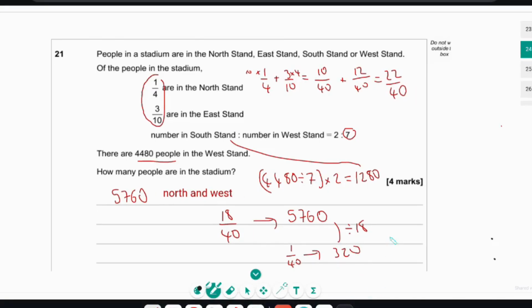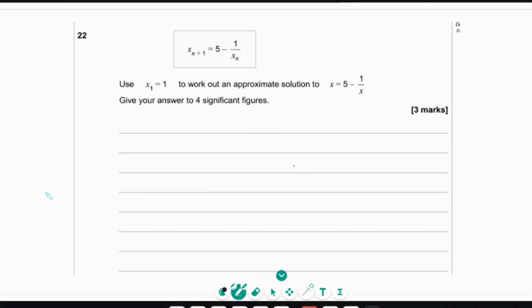One-40th is 320. I need to times that by 40 to get 40 40ths or 1 whole, which is 12,800. Question 22. Xn plus 1 is equal to 5 minus 1 over xn.